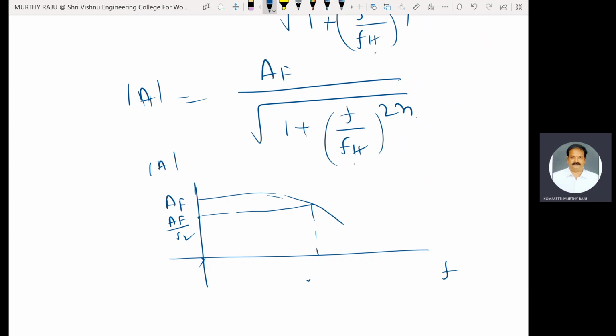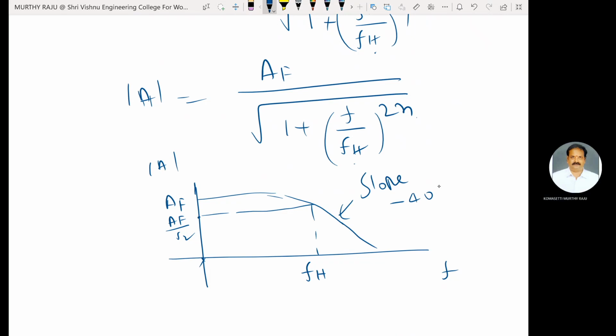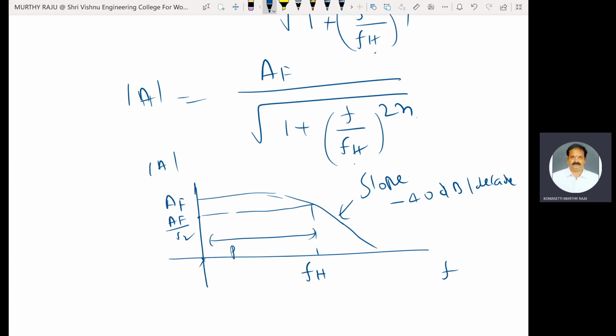At f equal to f_H, the slope is here. Slope is minus 40 dB per decade. This is the pass band. This one is the stop band.